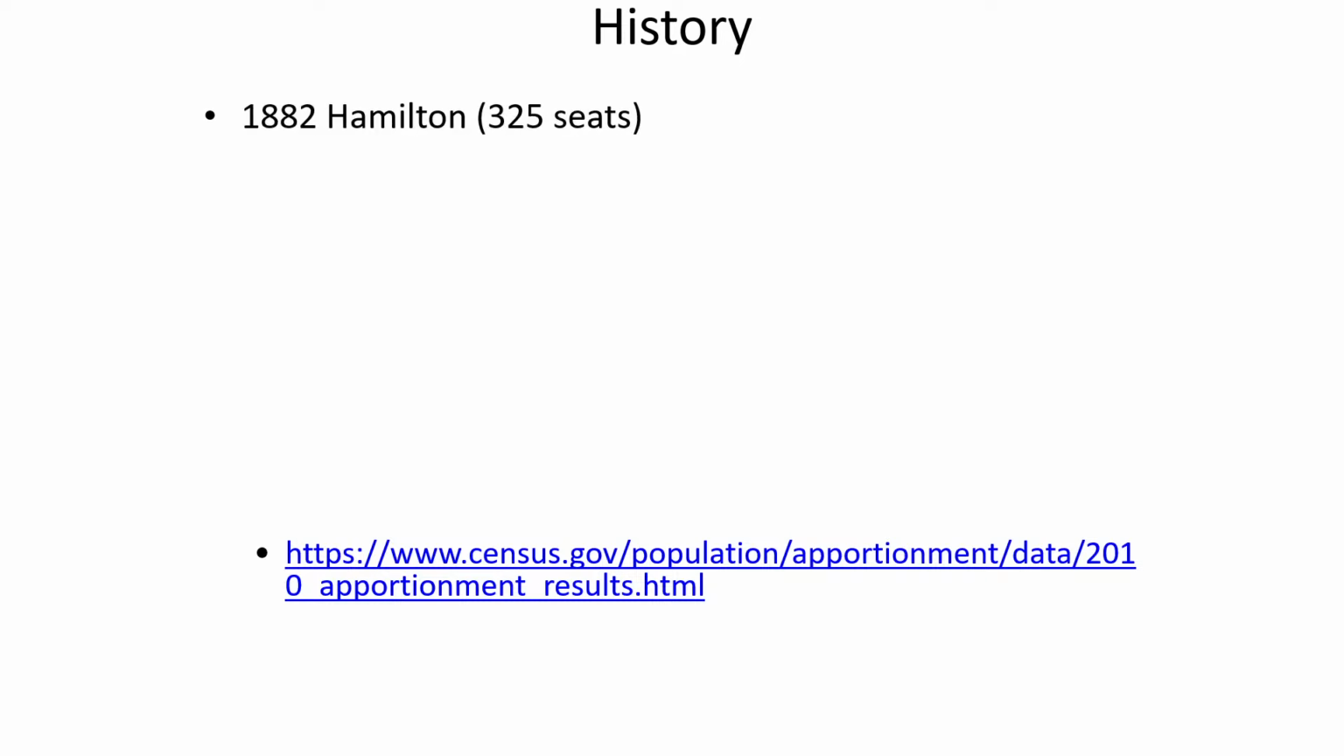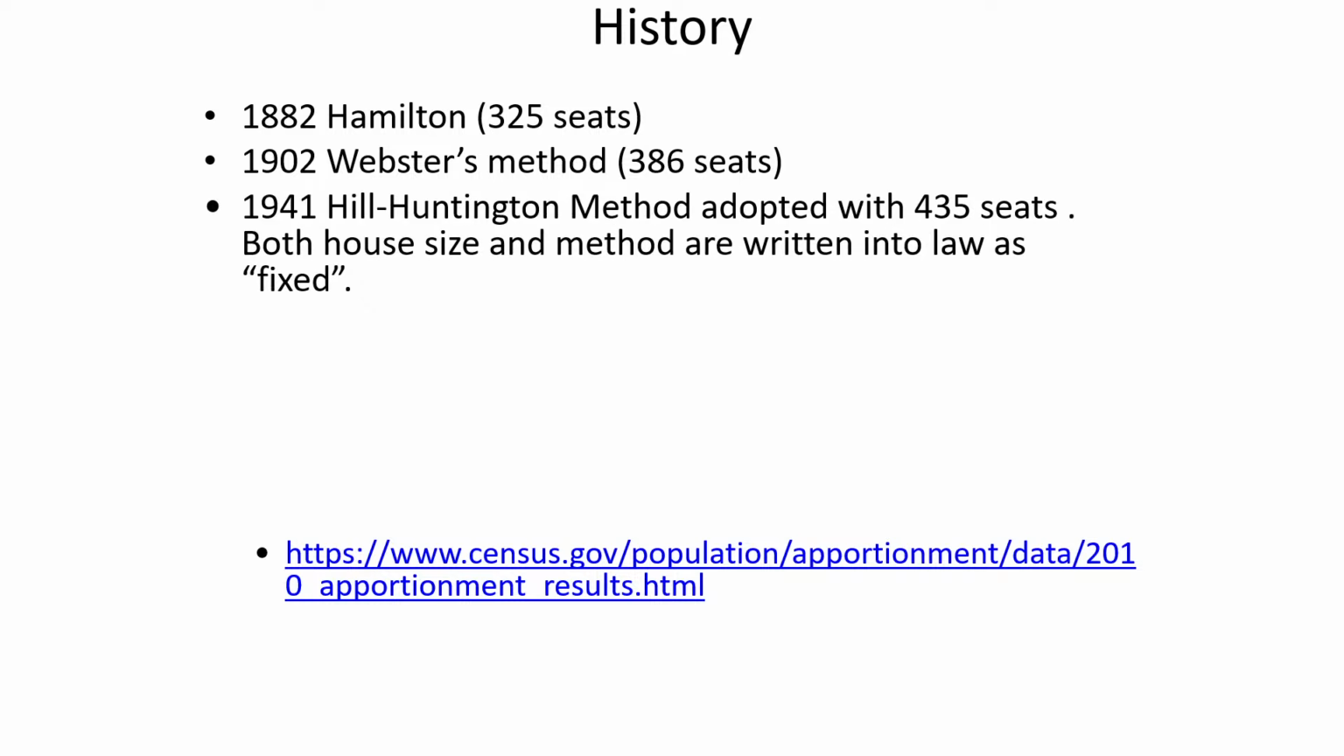Okay, so just quick history, and then we'll move on to what's new. In 1882, we used Hamilton's method. In 1902, Webster's method, but they picked this in order to make Hamilton and Webster match. Back in 1902, we had this New States paradox in 1907, and that's when Hamilton was abandoned. Webster's method was used from 1910 to 1940.